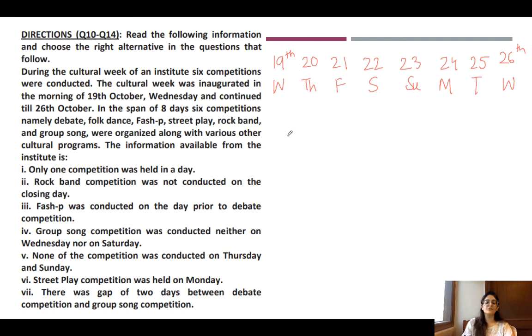Now we have different competitions. We have 6 different competitions, which are debate, folk dance, fash piece, street play, rock band and group song. So now all this information that has been given here, let us look at it here.